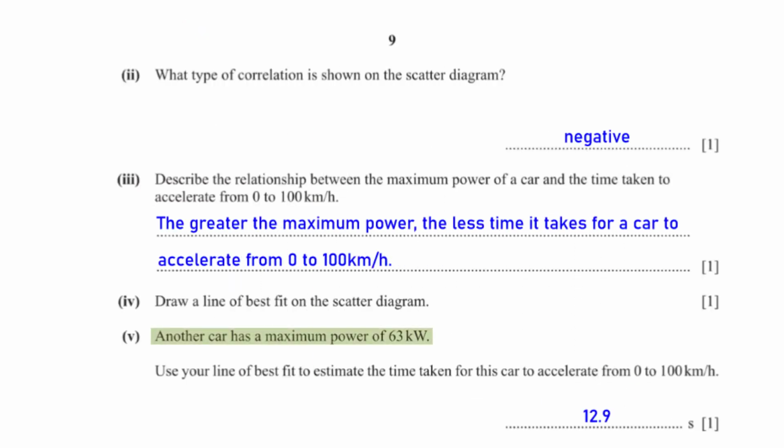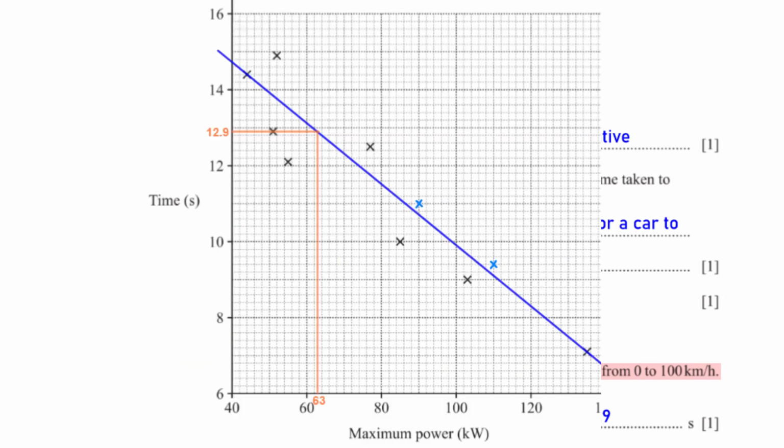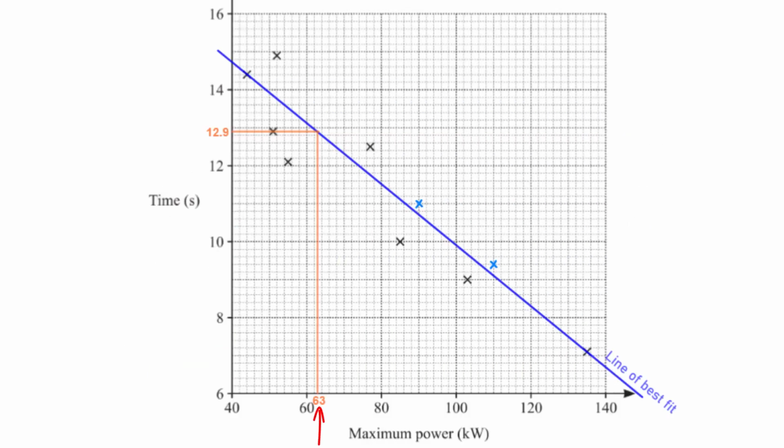Another car has a maximum power of 63 kilowatts. Use your line of best fit to estimate the time taken for this car to accelerate from 0 to 100 kilometers per hour. On the diagram, when we map 63 kilowatts from the horizontal axis onto the line of best fit, we get the time to be 12.9 seconds.